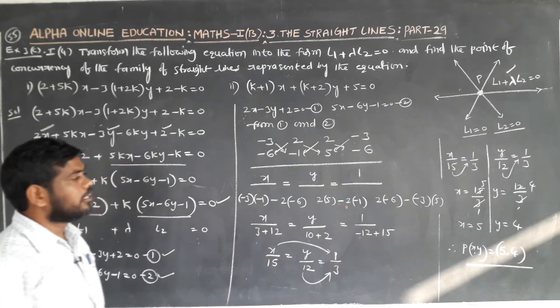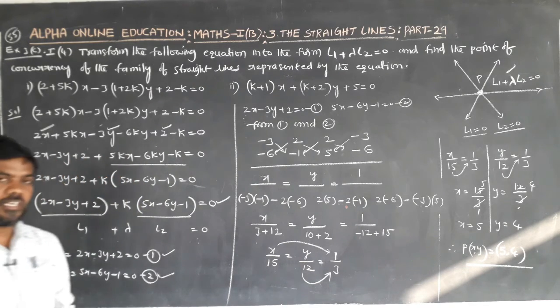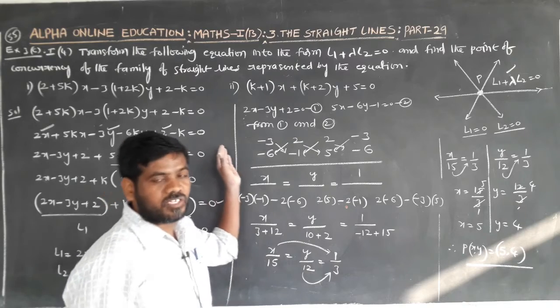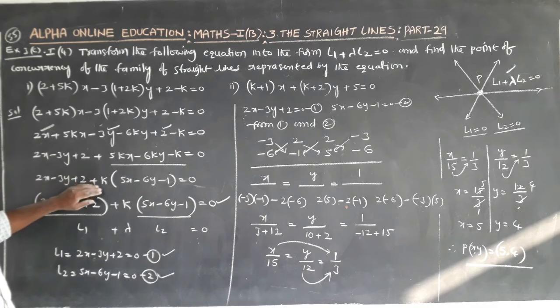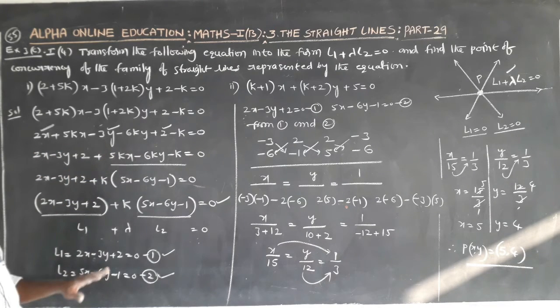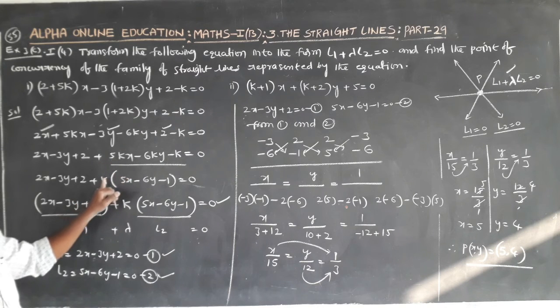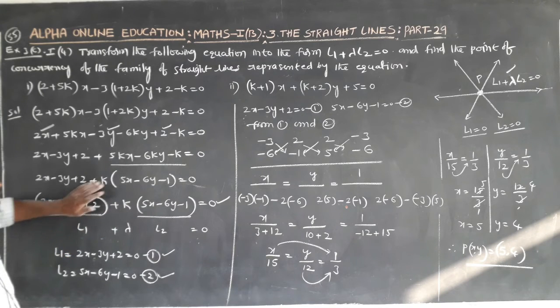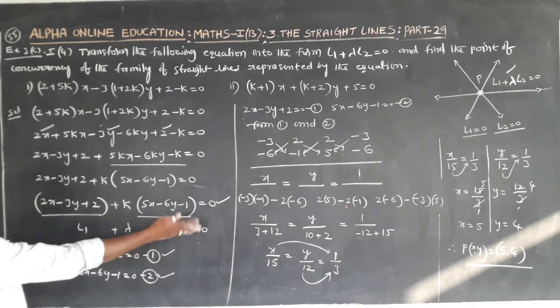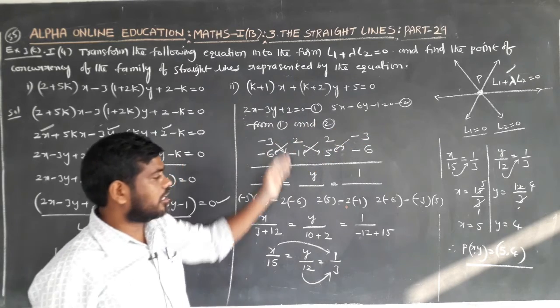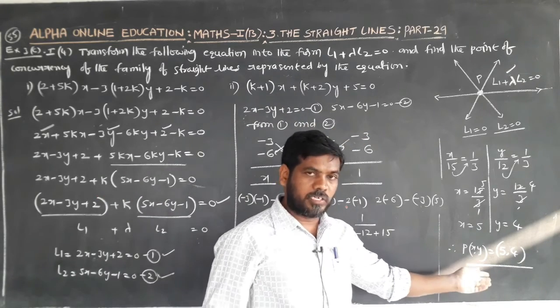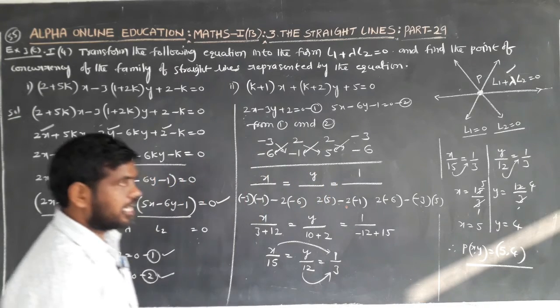The point of concurrency is 5, 4. First of all, simplify the given equation. Write down the x term, y term, constant, and again the k terms, with k common. This is the parameter lambda. This is L1, this is L2. This is the form L1 plus lambda L2 is equal to 0. This is the first line, this is the second line. Solving 1 and 2 gives the point of concurrency of the lines.